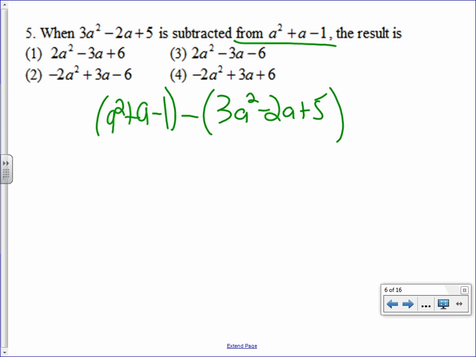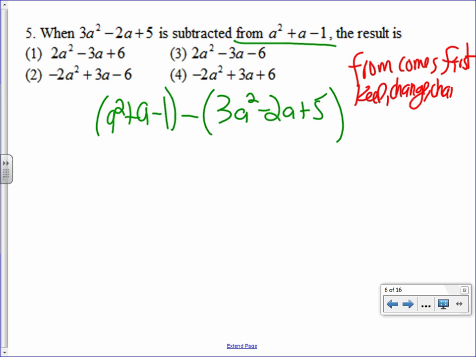Keep, change, change. You need to know what comes first. Keep, change, change. So we keep the first one. We change subtraction to addition. We change everything in the second one.